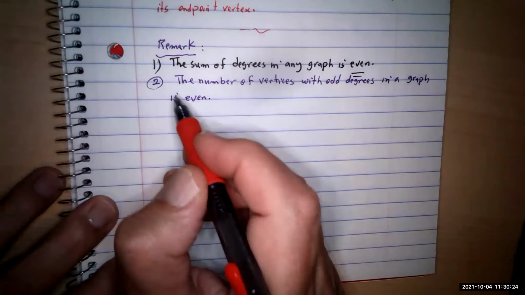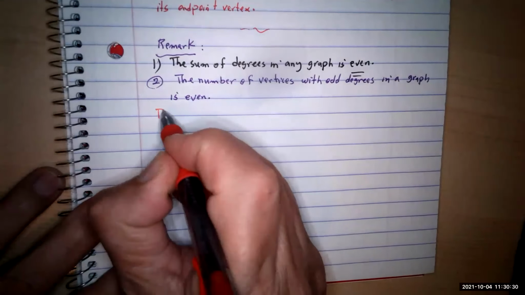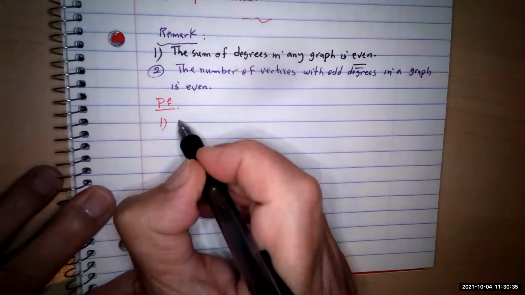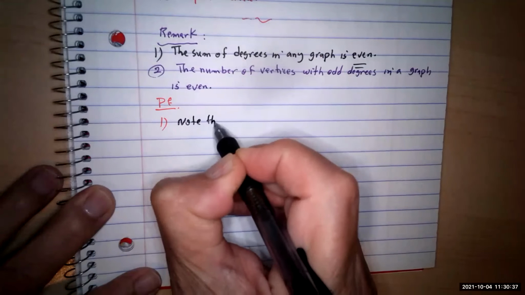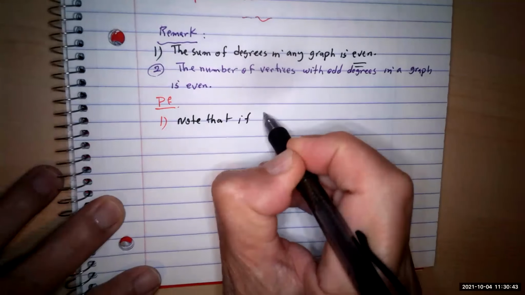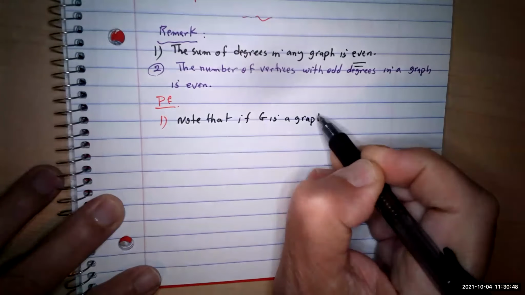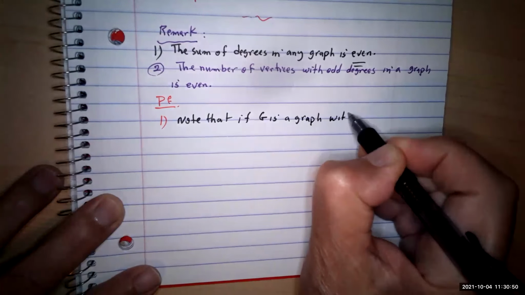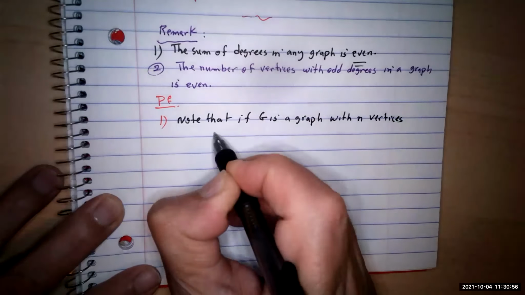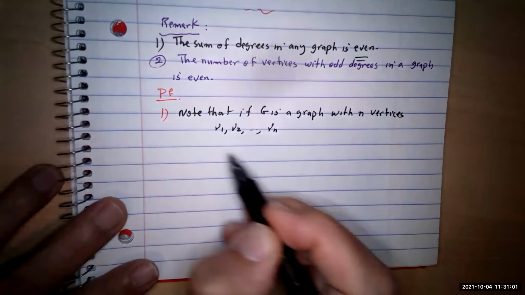Okay, this is it. The proof of the first one is clear, but we are going to write it again. Proof of the first one, and there you are. Note that it's the one that we already proved. If G is a graph with n vertices, I have to label the vertices v1 and v2 up to vn.